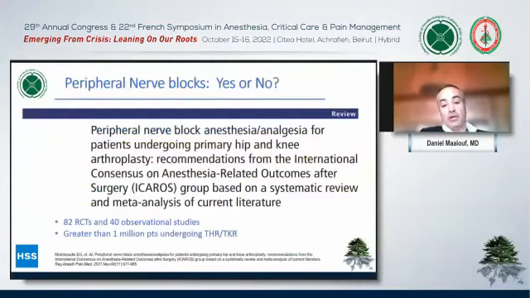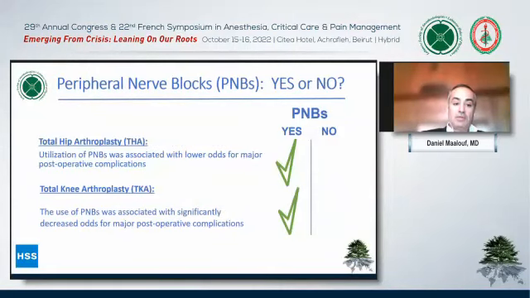Then the same group looked at the effect of peripheral nerve blocks added to the anesthetic, whether they have a positive effect on minimizing outcomes for these procedures. And the results were very similar to the neuraxial block. There was a big advantage to using peripheral nerve blocks in total hip arthroplasty patients. Similarly, for total knee arthroplasty patients, they were able to show that the impact of peripheral nerve blocks is significant in minimizing perioperative outcomes and improving patient performance after surgery.